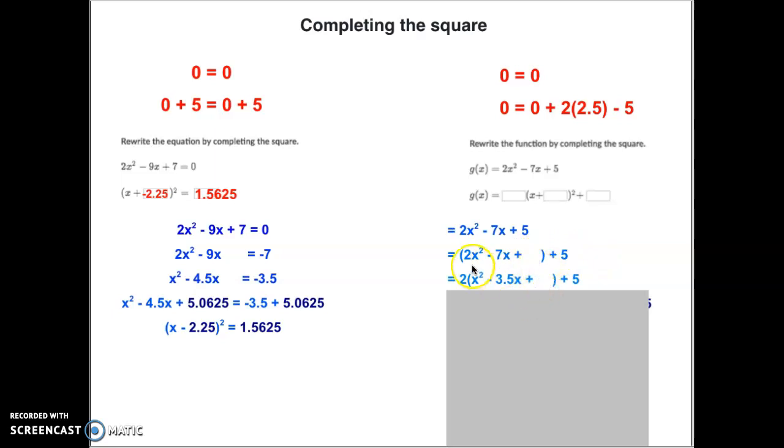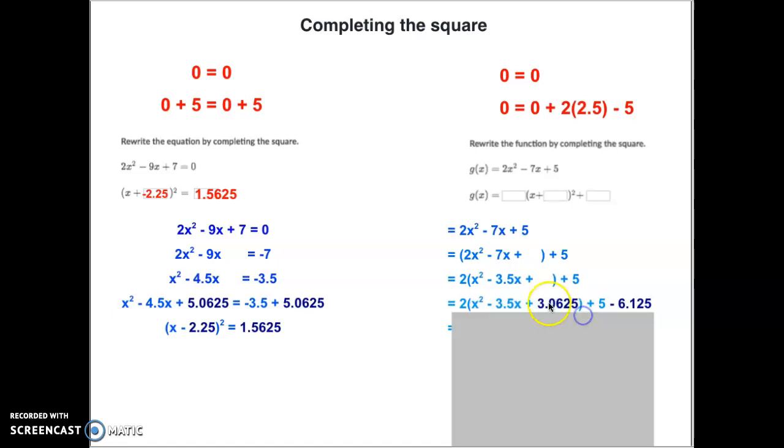Now, because I'm in this form now, I can now find my perfect c term. I can do that by taking half of negative 3.5, which is negative 1.75. So when I take negative 1.75 times negative 1.75, I get 3.0625. Go ahead and do that on a calculator. Negative 1.75 times negative 1.75. You'll notice it equals 3.0625. So I'm adding 3.0625 inside the parentheses to make what's inside the parentheses here a perfect square.